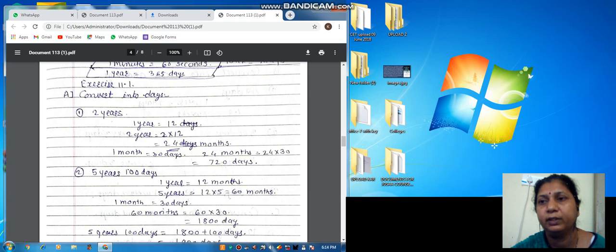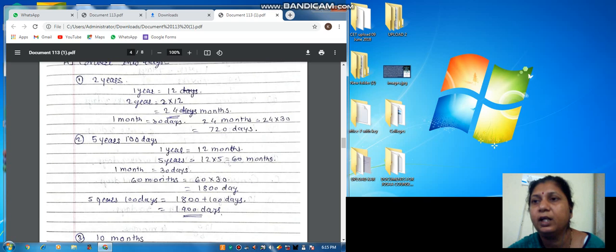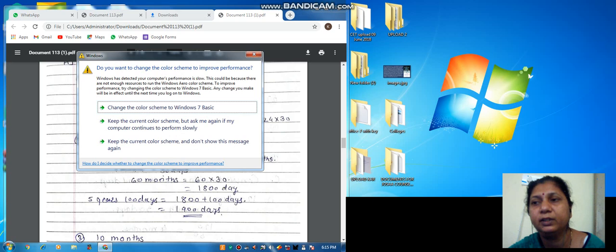Okay, next, 5 years and 100 days. So 1 year is equal to 12 months. So 5 years is equal to 60 months. So 60 into 30 we get 1800 days. Now 1800 plus 100 we get 1900 days.